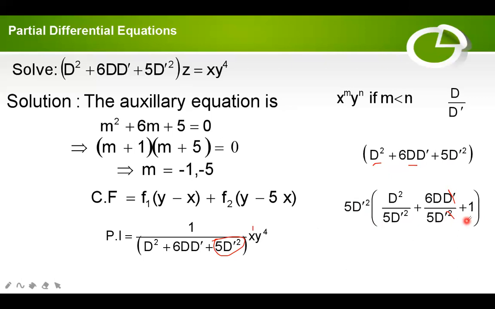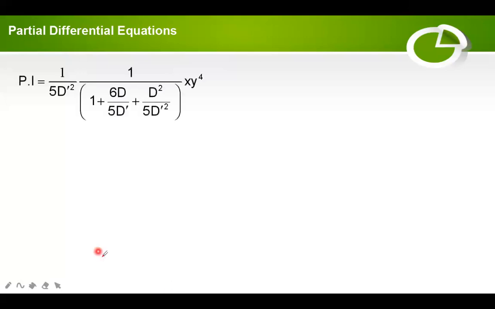Now substitute this value in this. So PI equals 1 upon 5D dash square into 1 by 1 plus this remaining value into x y raised to 4. Now we are expanding this in ascending powers. What is the expansion of 1 upon 1 plus x? That is 1 minus x plus x square minus x cube and so on. So the x value is this total term, therefore we can expand this.